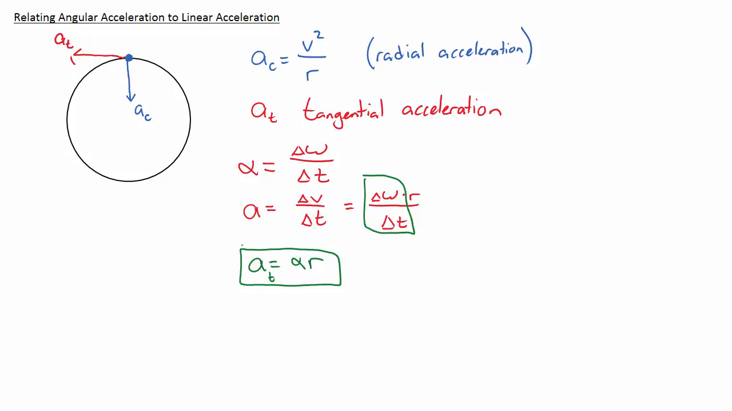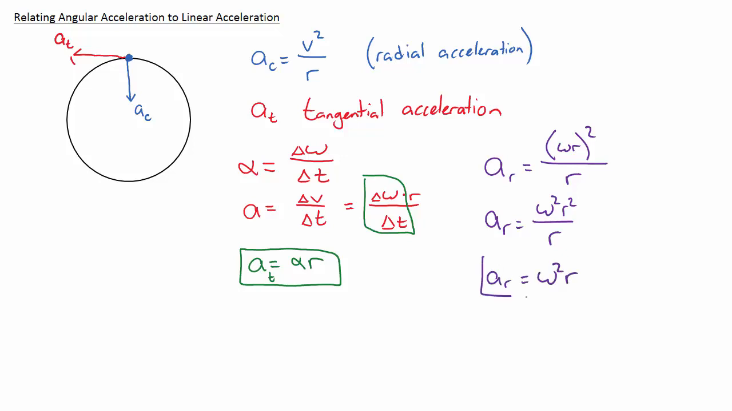In terms of my radial acceleration, I can do something very similar. I'll use r instead of c. If I know that v squared divided by r is my centripetal, my radial acceleration, and I replace v with omega r and then divide by r, I get omega squared r squared divided by r, which means my radial acceleration is going to be omega squared times r. That's a little bit different. That's not the same as the tangential acceleration.